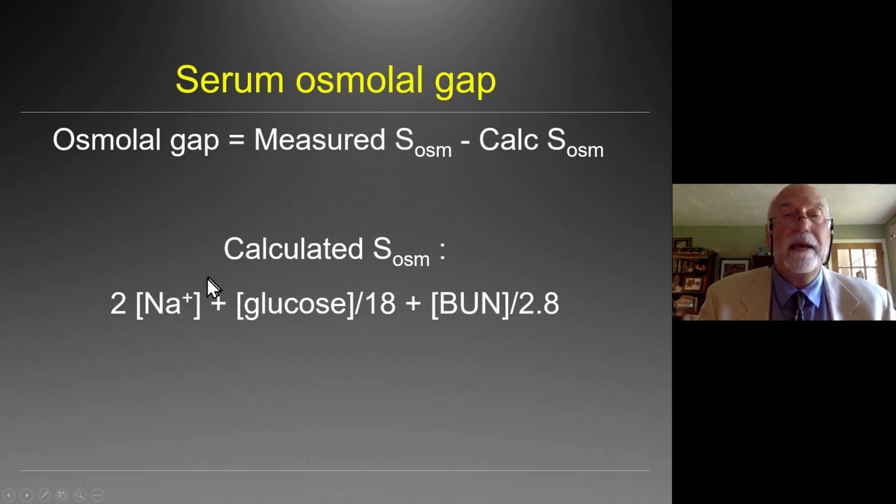So this is the way to calculate your serum osmolality. And then, of course, you want to compare this to what's measured in the laboratory. For those of you in Europe who work in millimoles, you don't need to use these correction factors of the molecular weight. We measure sodium in the United States in milliequivalents, so you can just double that. This is taking glucose and dividing it by its molecular weight divided by 10 to get the units into millimoles, and the same for urea nitrogen.